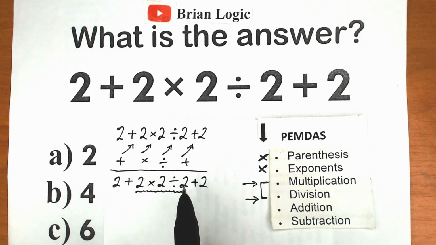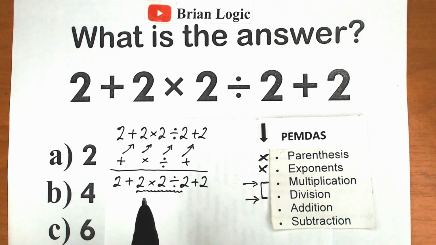Here's our expression with multiplication and division signs, and according to PEMDAS, we need to scan what is the first sign from left to right. It doesn't matter what the sign is, multiplication or division, we start from the left side. So the first sign from left to right is this multiplication. So we need to multiply 2 times 2.